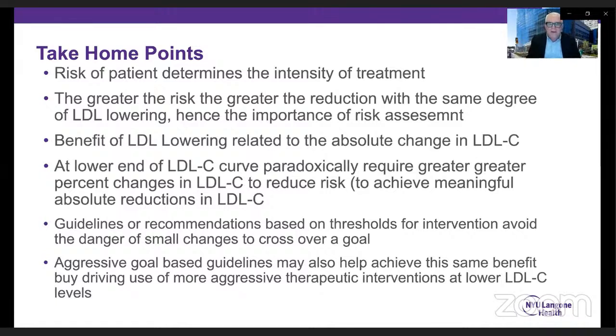At the lower end of the LDL curve, paradoxically, we require greater percent changes in LDL cholesterol to reduce risk. And then in parentheses, I put to achieve meaningful absolute reduction in LDL cholesterol. Very small changes at the low end of the scale are a waste of time. Guidelines or recommendations based on the thresholds for intervention avoid the danger of small changes to cross over a goal. That crossing over effect is something that we just make up to make ourselves feel better. And so aggressive goal-based guidelines, such as the European guidelines, may also help achieve the same benefit by driving use of more aggressive therapeutic interventions at lower LDL cholesterol levels. And that is a typo, I apologize. It should be BY, not BUY.